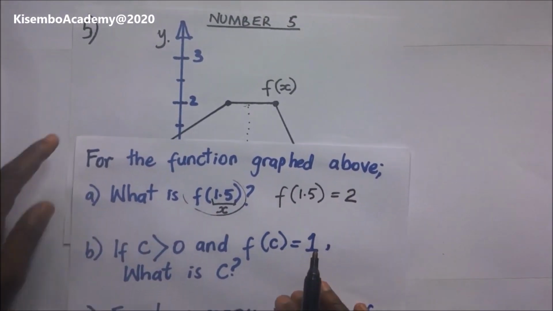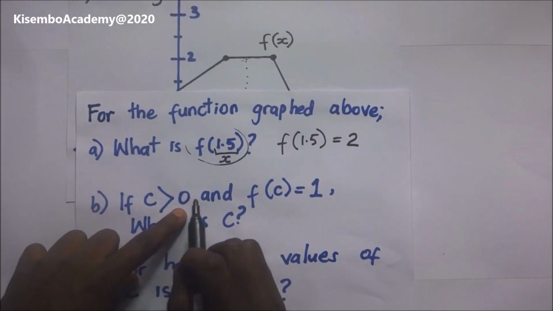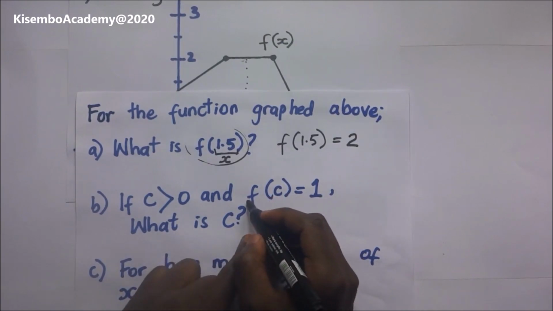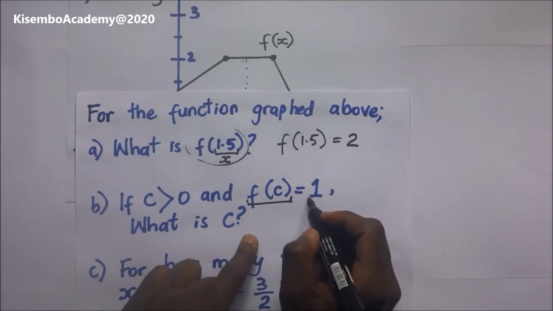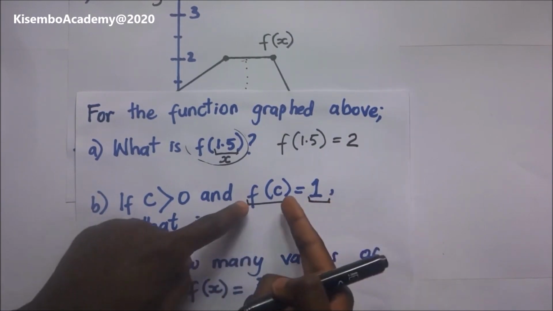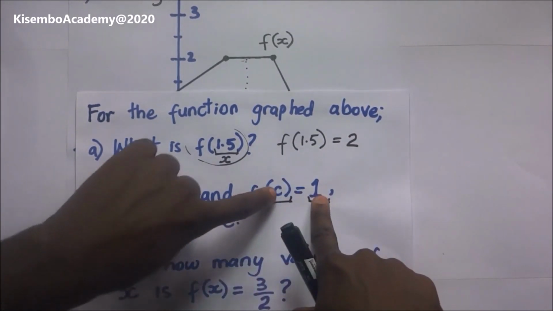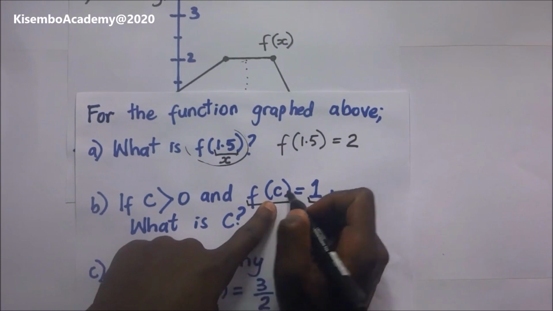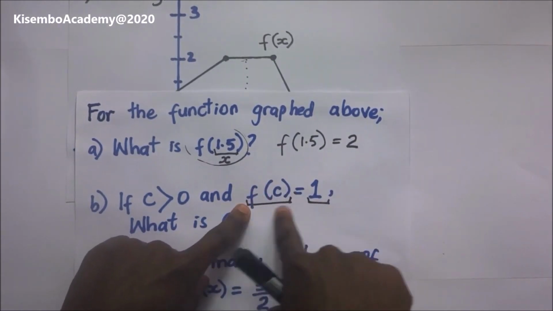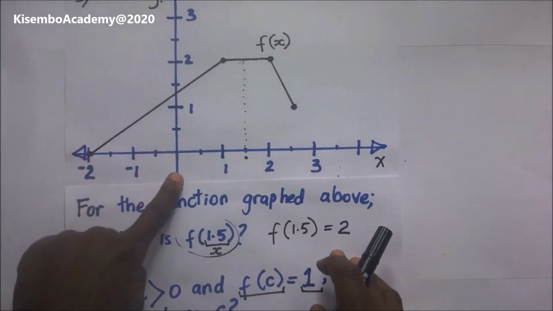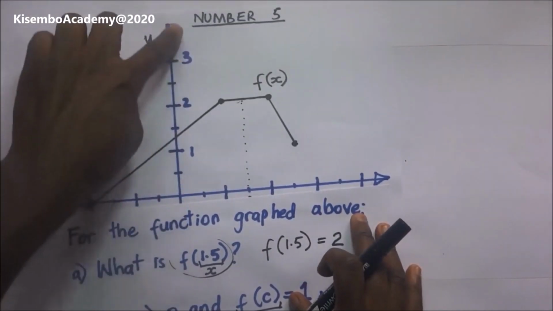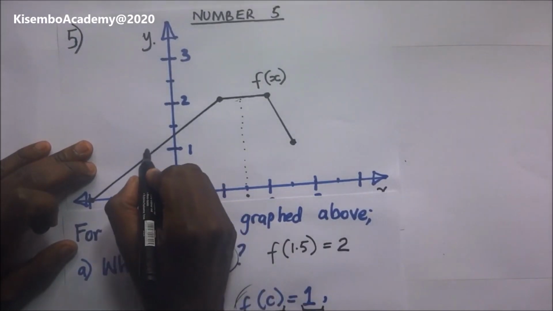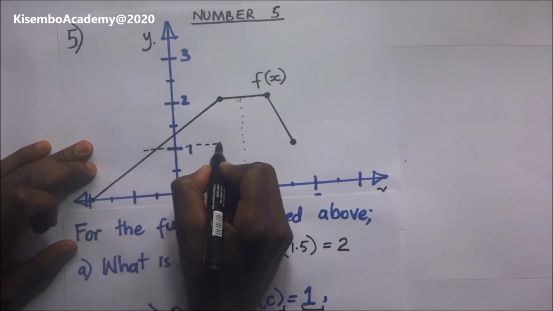So that's part A. Part B, we are being told that if c is greater than 0 and f of c is equal to 1, what is c? So what is c when the value of the function is equal to 1? In other words, when the value of y is 1, what is the value of x? Because in the brackets here is the variable, and our value of x in this case is c. So we look for f of c, or the value of y, when it is 1. When our value of y is 1, or our f of c is 1, it is this line. This is the line where it is 1.